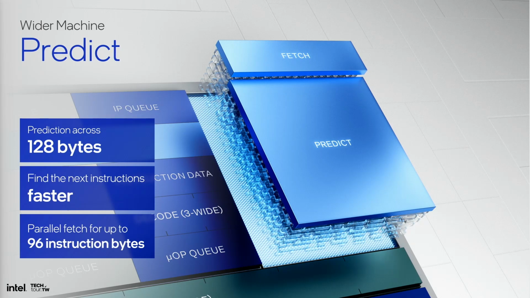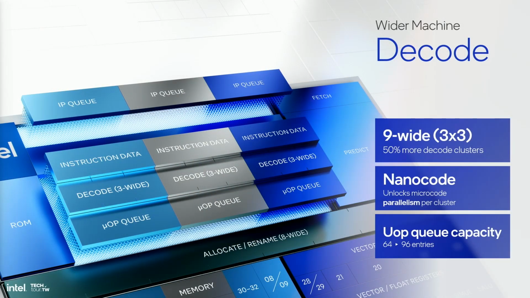Those are 50% deeper as well. So now that we can predict it and fetch it, we hand it to decode. Several generations ago, we introduced the industry to clustered decode. We did this on Tremont, we did it in Gracemont, we have it in Crestmont. What this is, is 2 independent 3-wide decoders. So each one can find up to 3 x86 instructions, again, variable length.